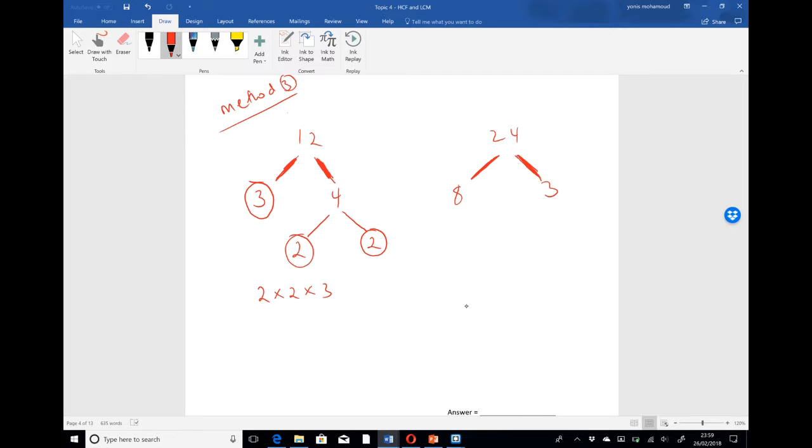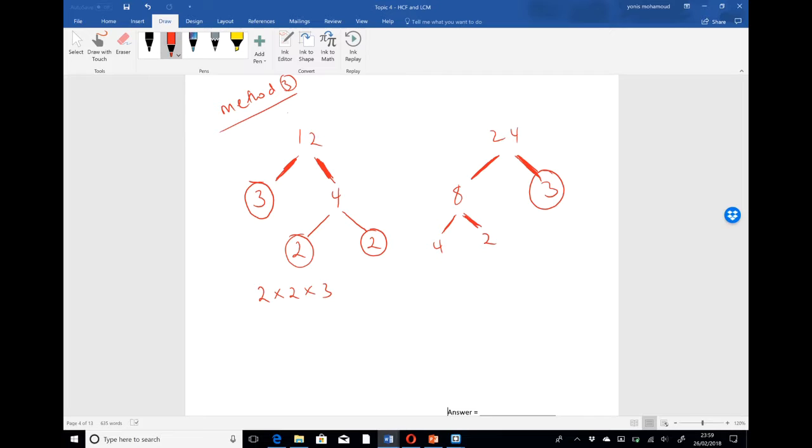Is 3 a prime number? Yes, circle it. Is 8 a prime number? Nope. So draw those two sticks out of it, and then write down two numbers that multiply together to give me 8. So I got 4 and 2.